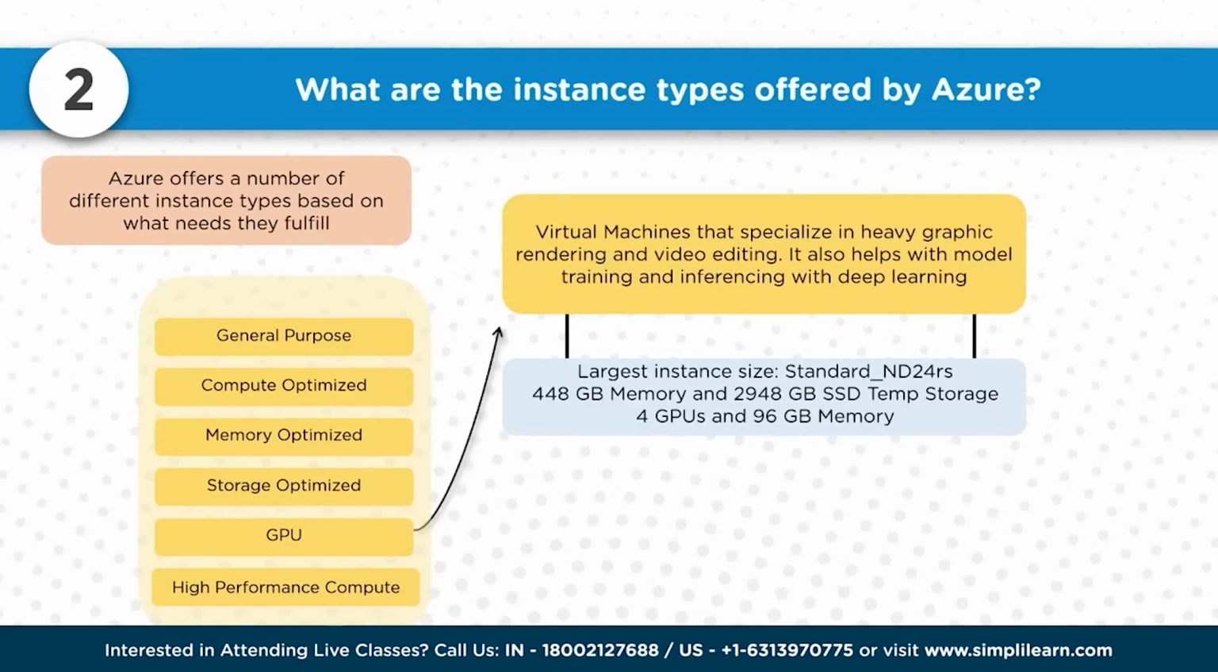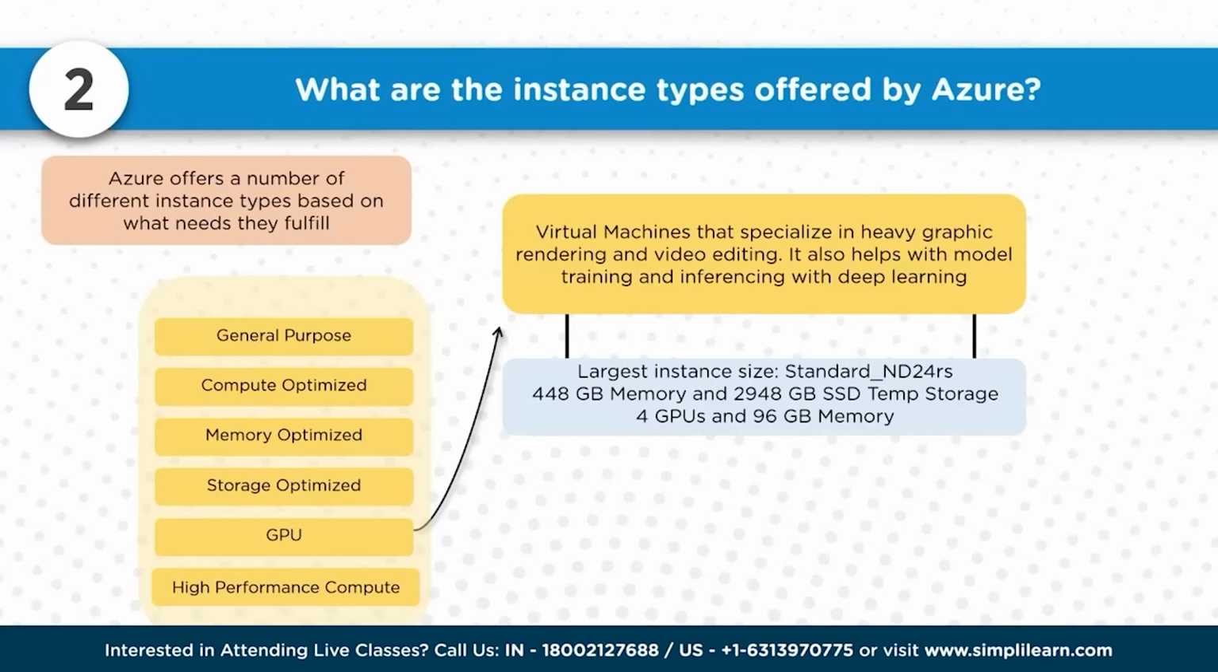GPU optimized VMs are specialized virtual machines available with multiple GPUs attached to them. Now, these VMs are designed for compute intensive, graphic intensive visualization workloads that require a lot of graphical processing units attached to them. So in short, these are virtual machines that specialize in heavy graphic rendering and video editing.